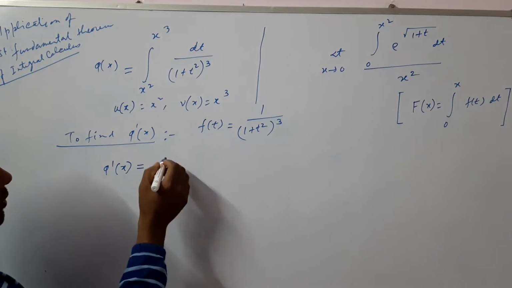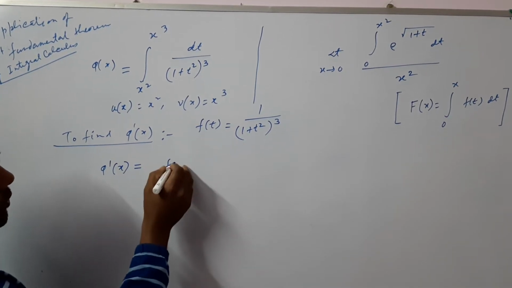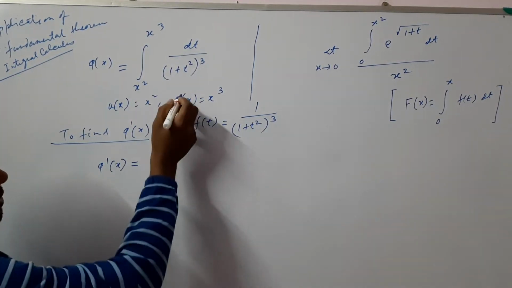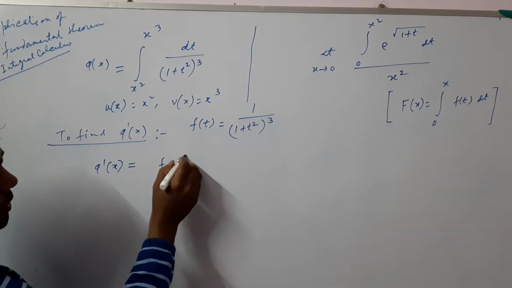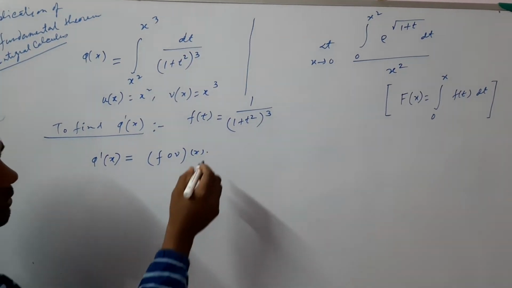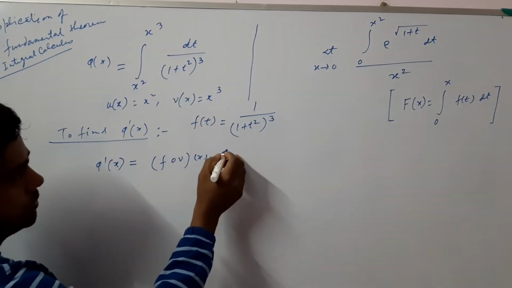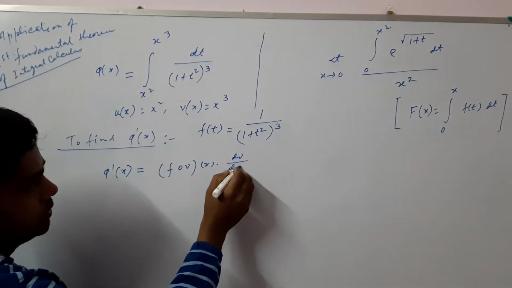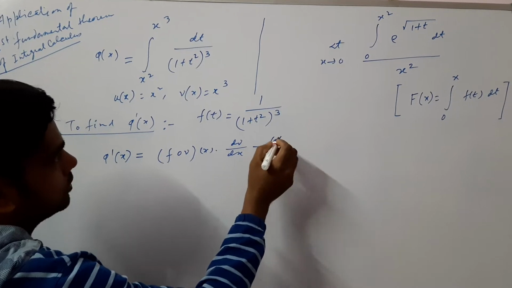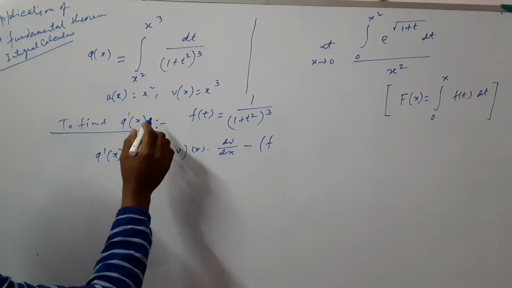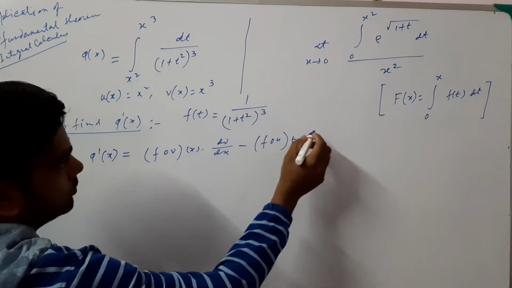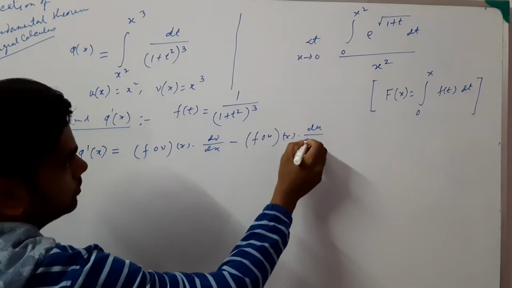So the formula is the composition of the function f with the upper limit v, so f composition v of x, into its derivative dv by dx with respect to x, minus the composition of the integrand function f with u, dot the derivative of u.